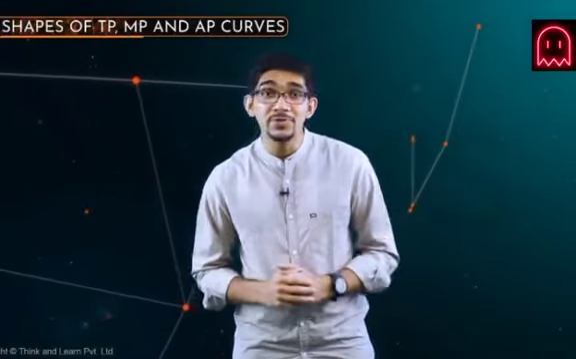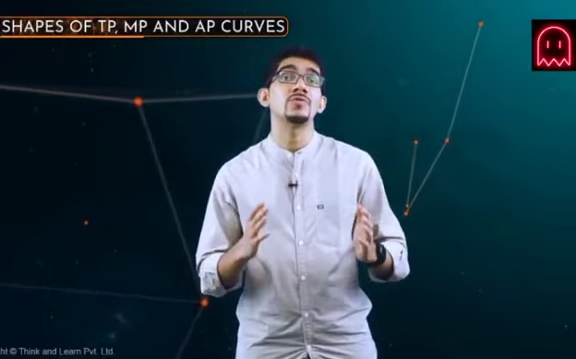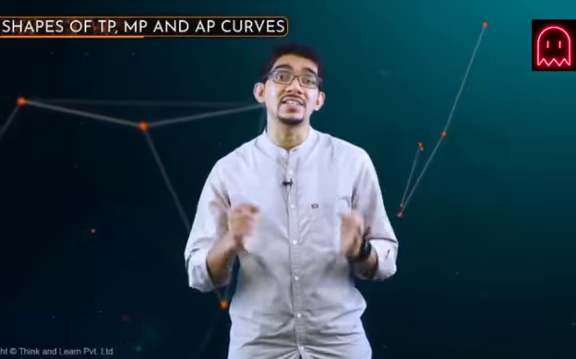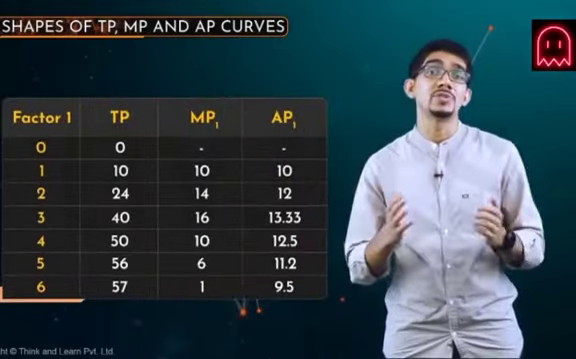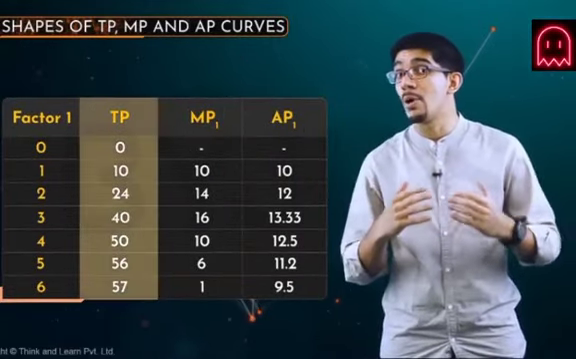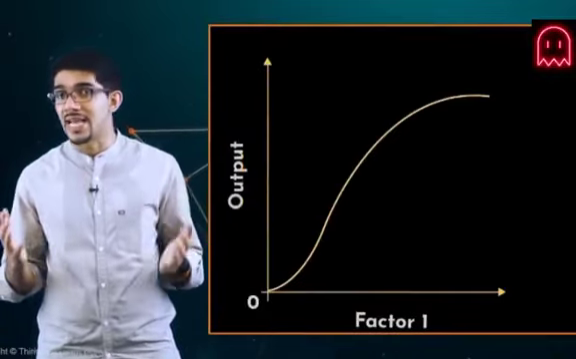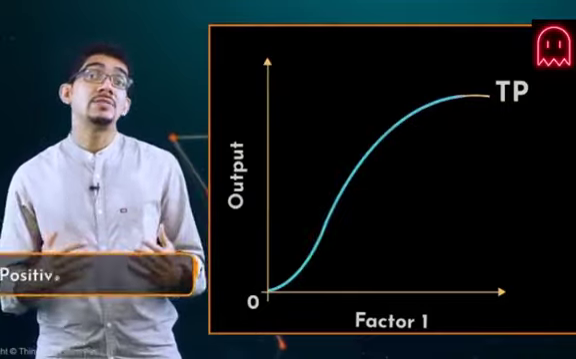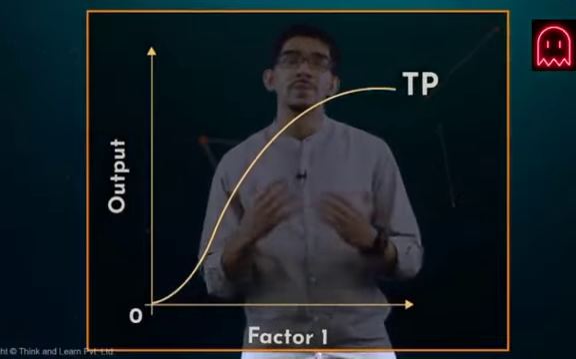In spite of the MP coming down as we saw, an increase in the amount of one of the inputs, keeping all other inputs constant, still generally results in an increase in total output or TP. Have a look at the table to see how the TP changes as the amount of factor 1 increases. We can now make a curve out of this data called the TP curve. The TP curve is a positively sloped curve. This is the shape of the total product curve for a typical firm.